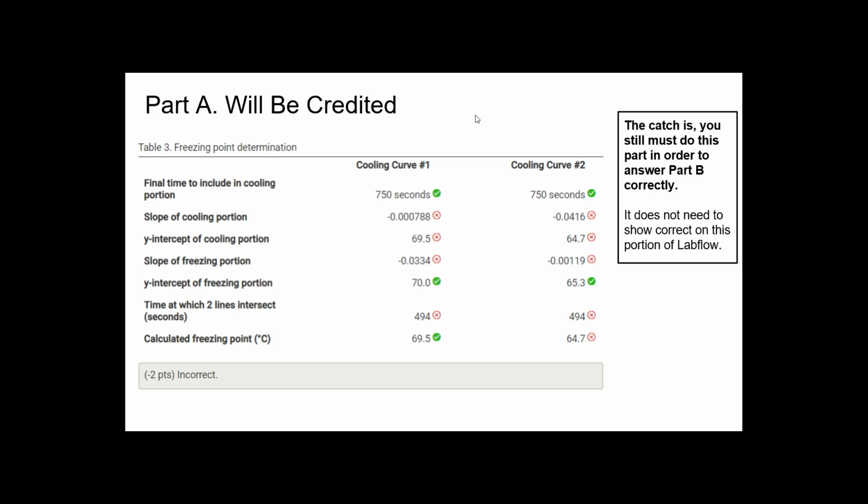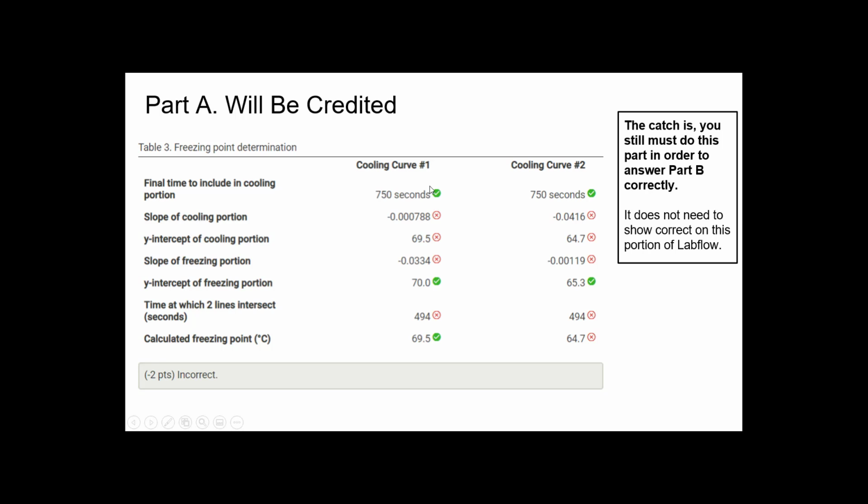So this is what's going to happen for part A. Do not get it confused though, so please listen. You can enter wrong information for the freezing point determination, which has all of this here. You can even take my answers and plug this in. It doesn't matter to me, okay? But I'm going to credit you for this portion. This doesn't get you out of doing it.